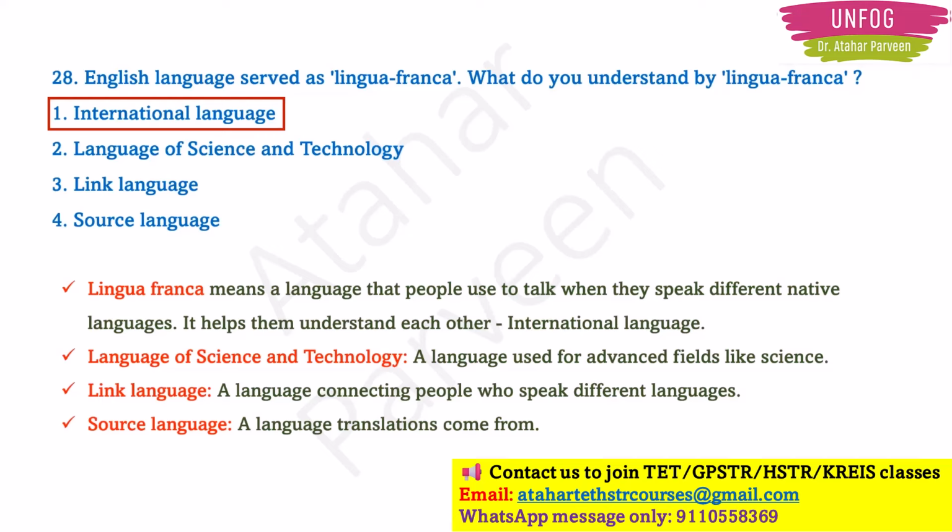Next is a source language. Source language means that language which translations come from. For example, if one book is written in Sanskrit and that book is translated into English, then the source language becomes Sanskrit for that book. Okay, clear, right?